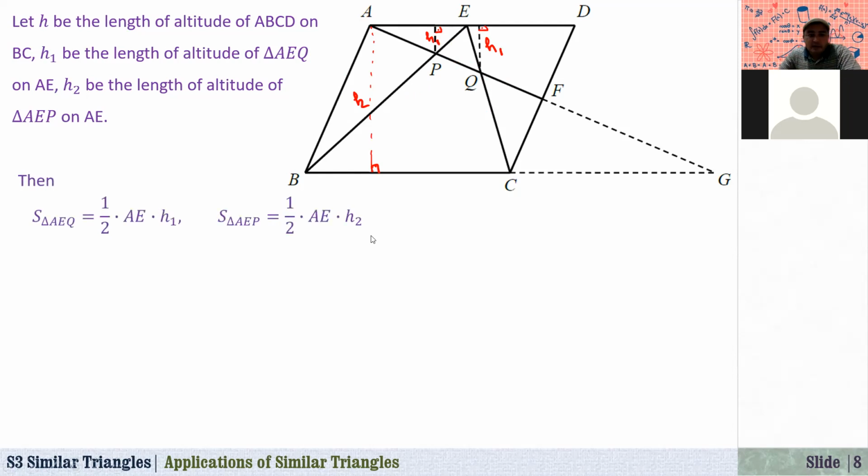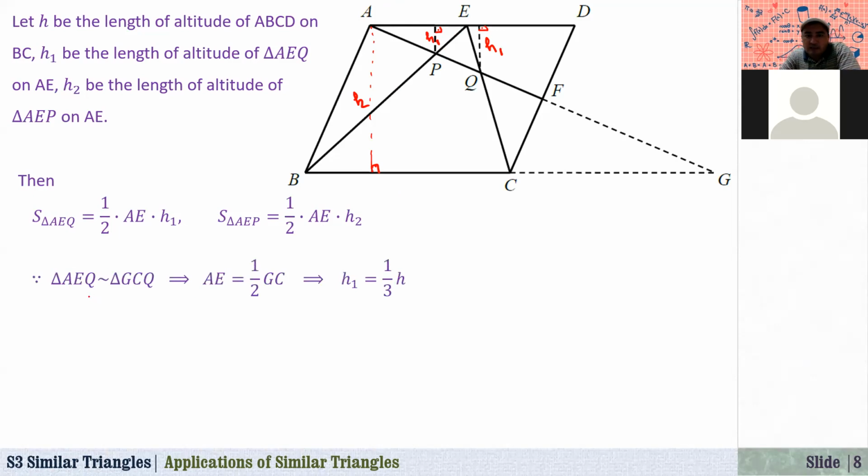So then, the area of AEQ. What is the area of AEQ? It is height times base, right? That's equal to 1 over 2 times AE times H1. And how about the area of AEP? Again, it is equal to 1 over 2 times AE, its base, times H2. So see here, 1 over 2 AE and 1 over 2 AE, they are the same thing, right?